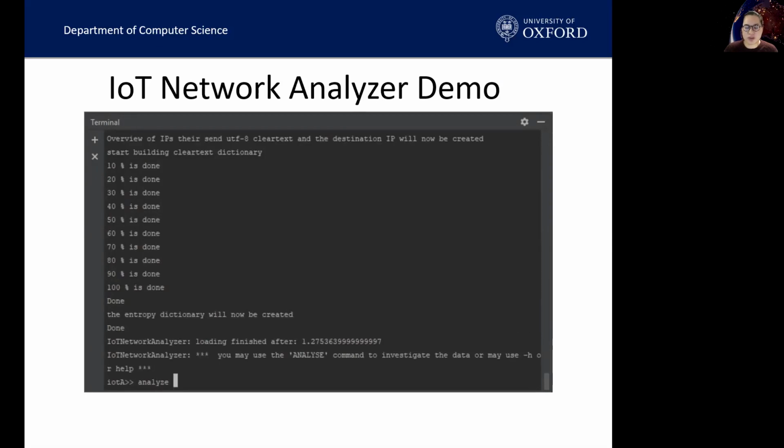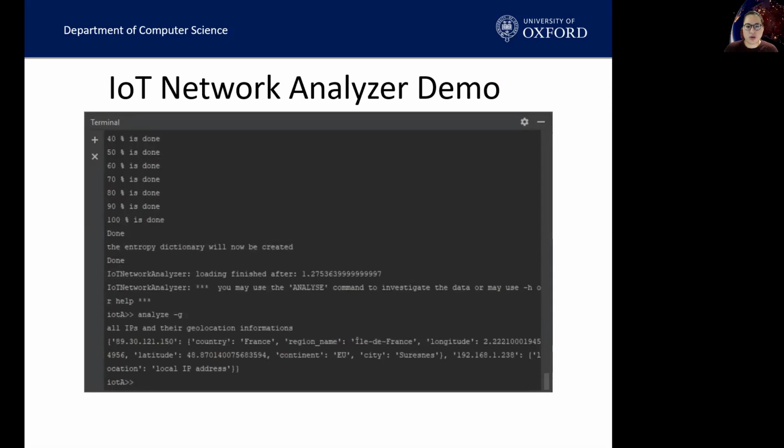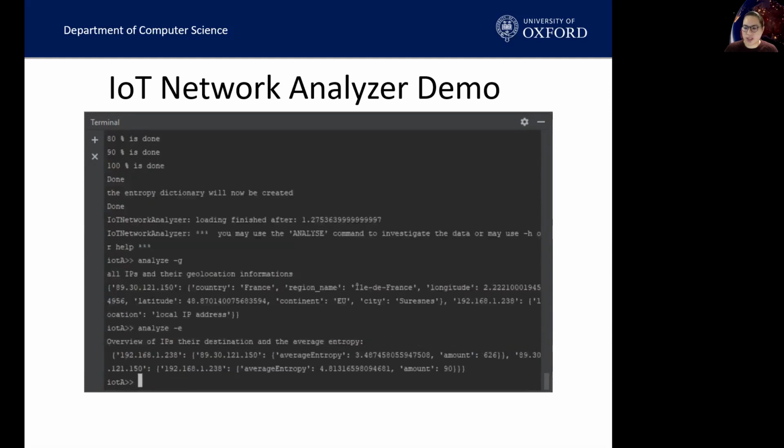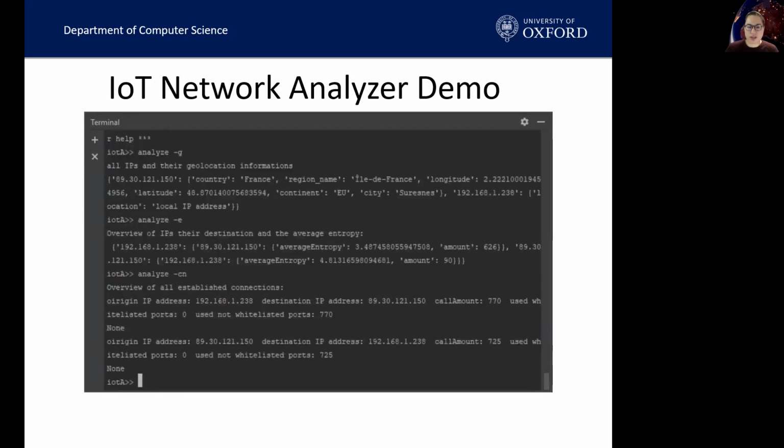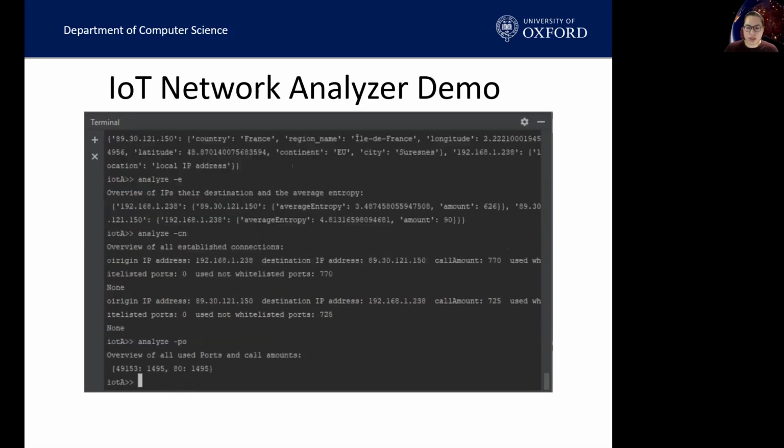For example, the user selects G, which lists all of the IP addresses and the geolocation data. If the user selects E, it displays a list of the calculated entropy values. If the user selects CN, it lists all the connections between the source and destination. And if the command PO is used, it gives an overview of all the ports used and occurrences of each port.